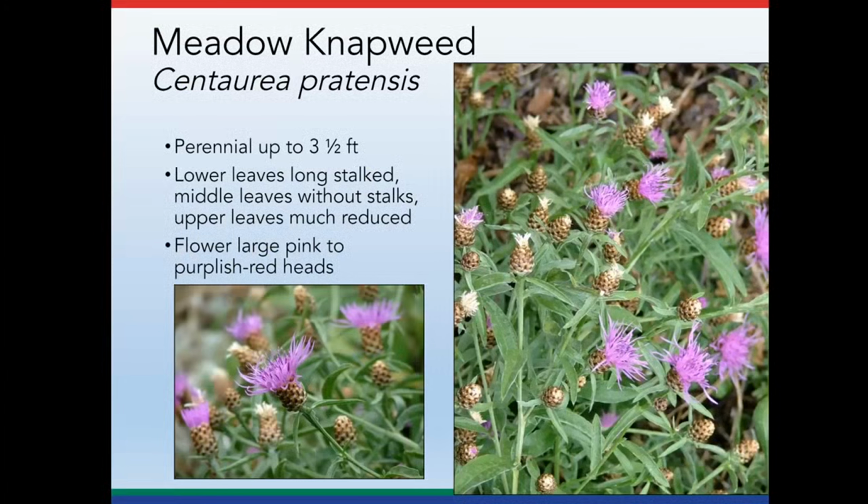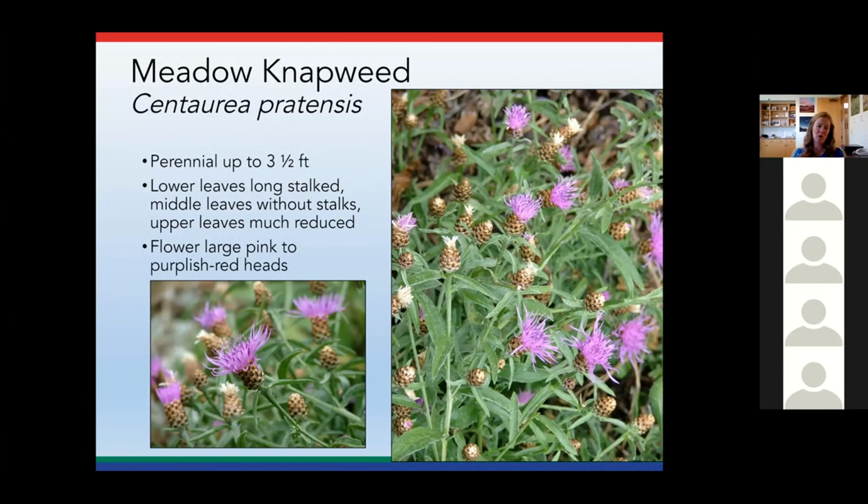Moving on to another knapweed that we deal with, meadow knapweed. Meadow knapweed is a perennial, can grow up to about 3.5 feet tall. As with most knapweeds, the upper leaves are reduced and the lower leaves are small. The basal leaves are more small and divided. So the leaves are more complex at the base and simplify as they come up the stem.